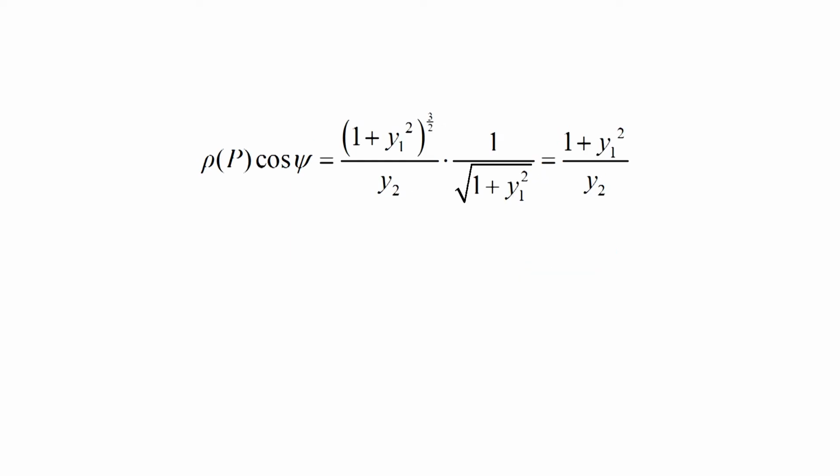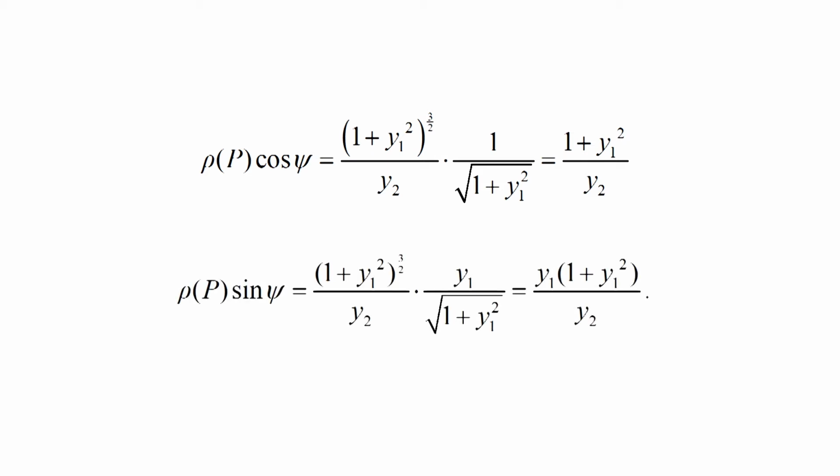Hence, rho of P times cos psi is equal to (1 plus y1 square) all raised to 3 by 2 divided by y2 times 1 by square root of 1 plus y1 square, which is equal to (1 plus y1 square) all divided by y2, and rho of P sin psi is equal to (1 plus y1 square) all raised to 3 by 2 by y2 times y1 by square root of 1 plus y1 square, which is equal to y1 times (1 plus y1 square) all divided by y2.